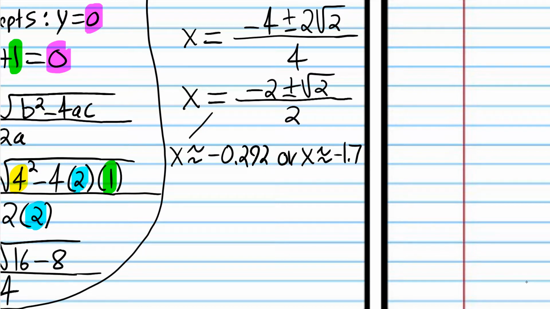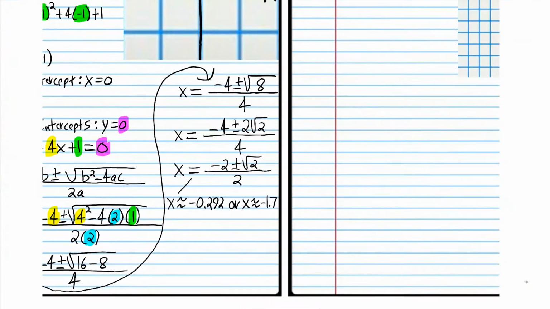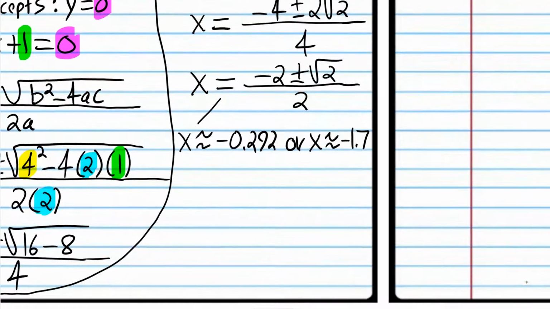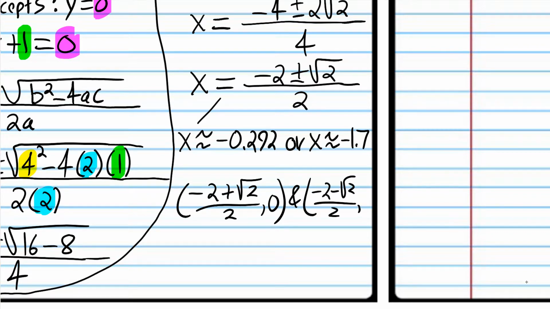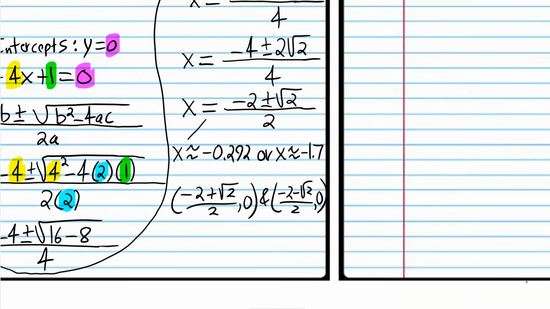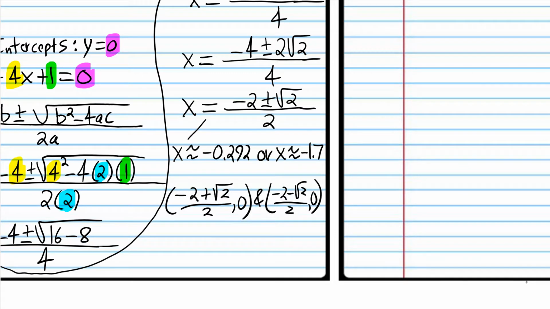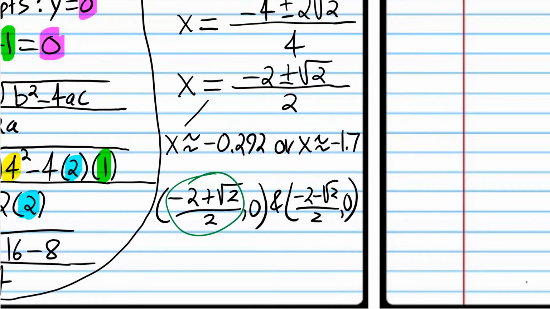So -1.7. So again, our x-intercepts are just going to be (-2 plus √2)/2, 0, and (-2 minus √2)/2, 0. We're going to use those numbers, but we don't really know exactly what they are. That's why we approximated with those decimals.